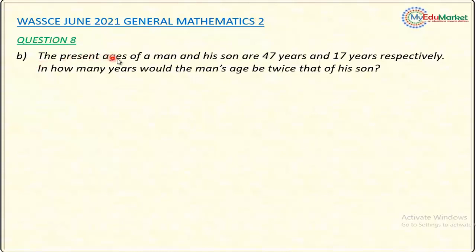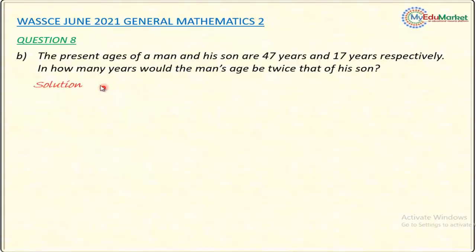The present ages of a man and his son are 47 years and 17 years respectively. The question asked is, in how many years will the man's age be twice that of his son? So let me attempt to answer this question now.